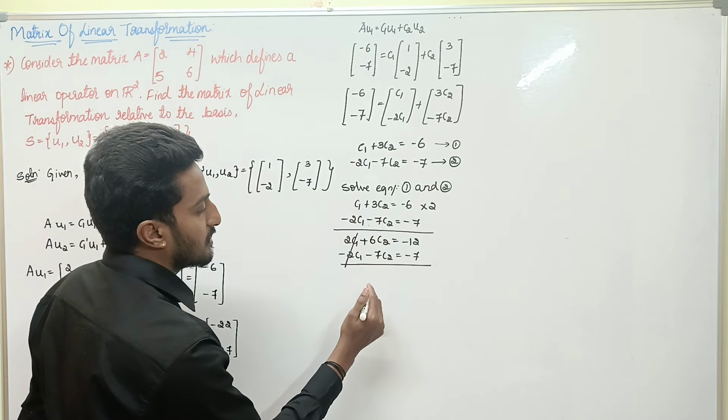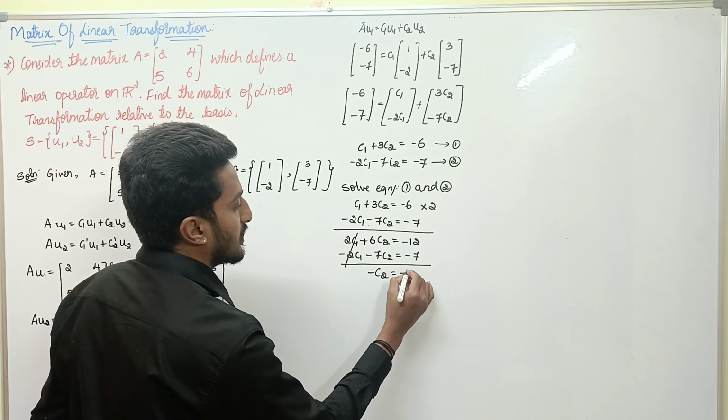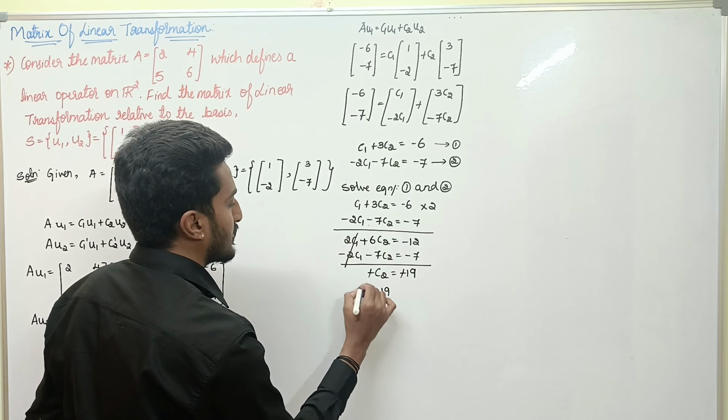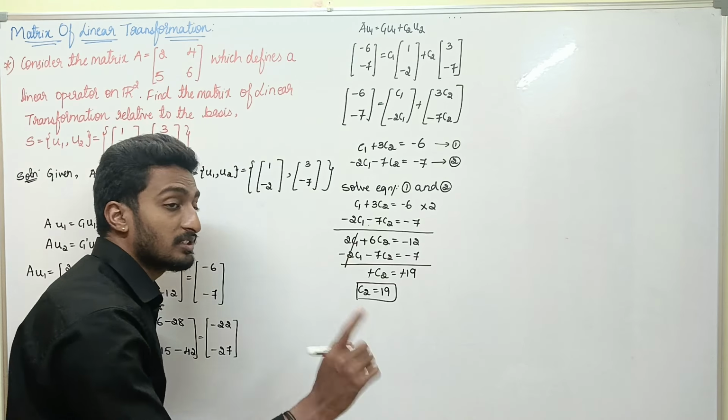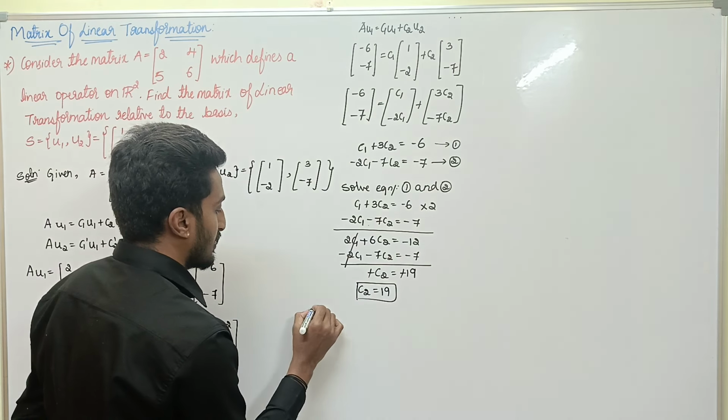6 C2 minus 7 C2 you get minus C2, minus 12 minus 7 you get minus 19. Minus minus get cancelled. C2 value is equal to 19. This is the first coefficient value. Considering this, let us find C1.